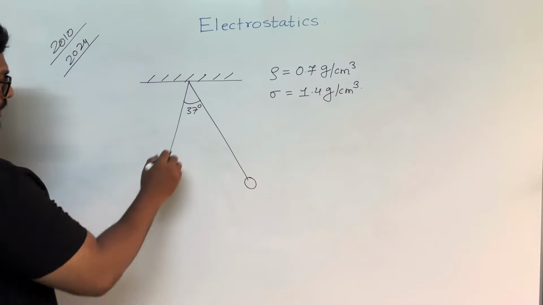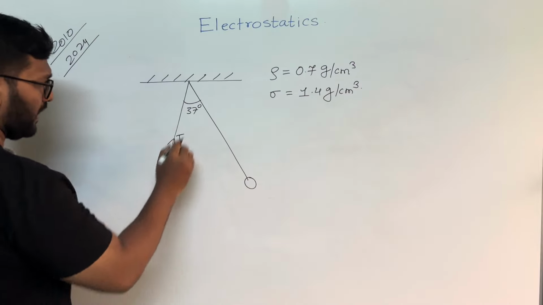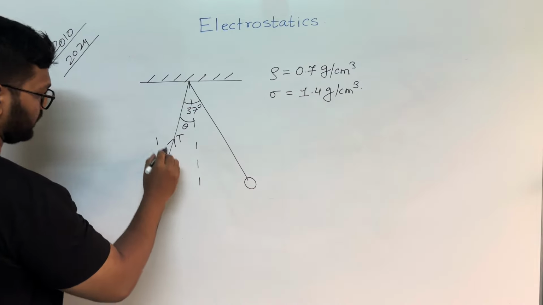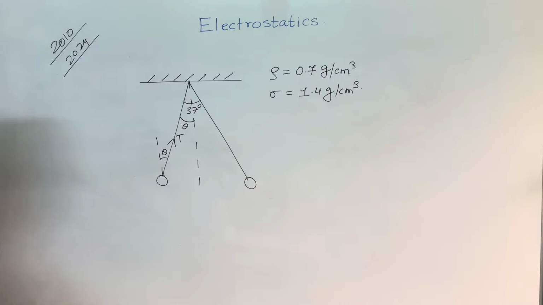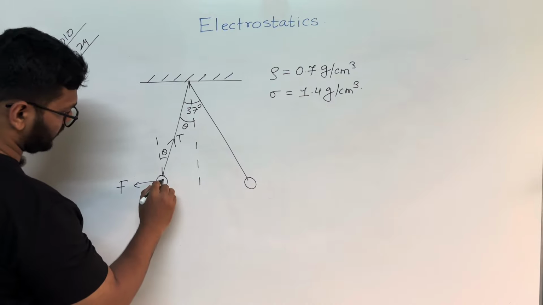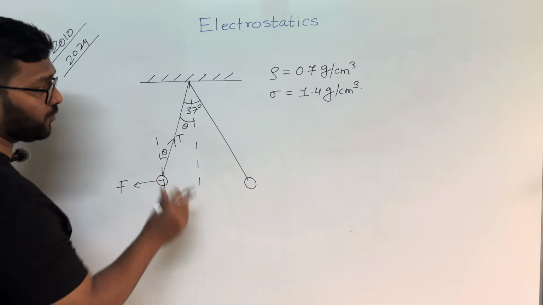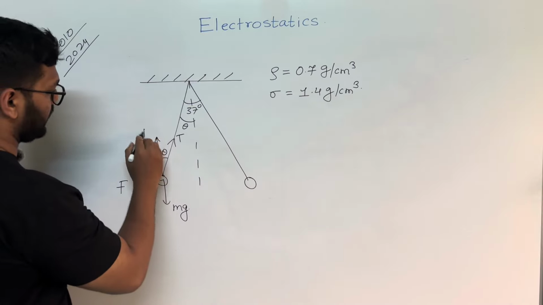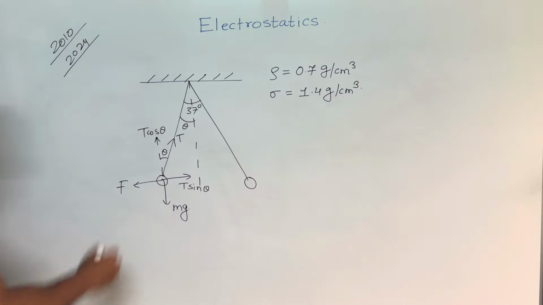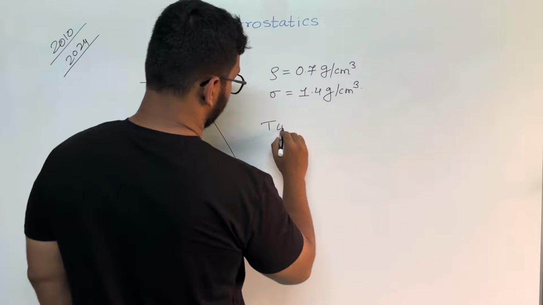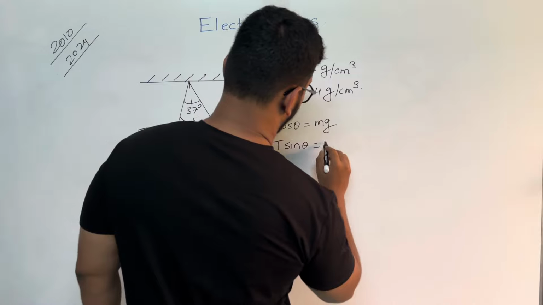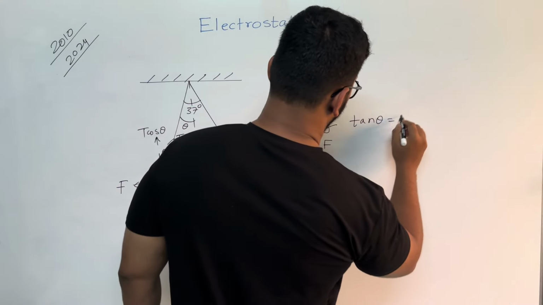Now what happens here? The tension is T. Again the same story. This is angle theta, this is angle theta. So I think you should try this question yourself. There will be a force of electrostatics, F, and mg will be the downward force. This is before putting it into the medium. So this is T cos theta and this is T sin theta. So T cos theta is equal to mg, and T sin theta is equal to F. If I take the ratio of this, tan theta is equal to F by mg.